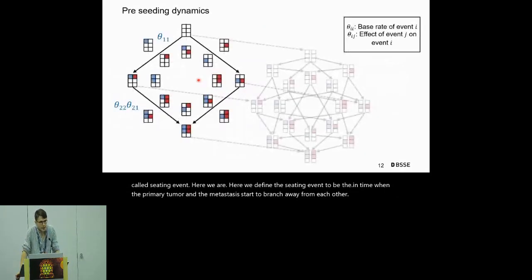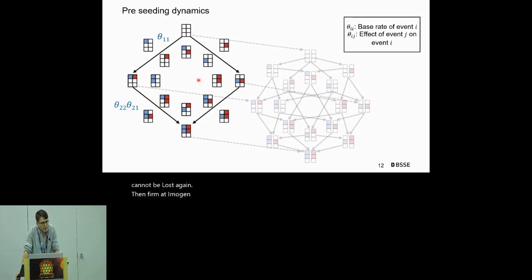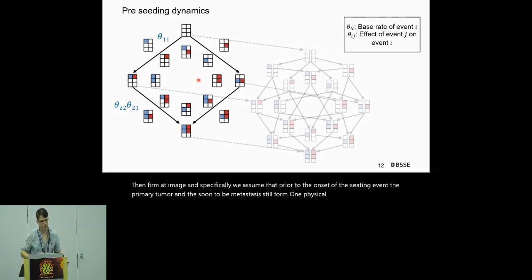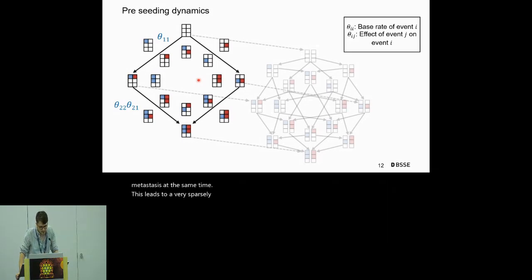This can also be seen in the state space. So some notes about that. We assume that all mutations accumulate one by one and irreversibly, meaning once a mutation has fixated, it cannot be lost again. Then, for MetMHN specifically, we assume that prior to the onset of the seeding event, the primary tumor and the soon-to-be metastasis still form one physical entity, meaning that each mutation that accumulates in the primary tumor has to accumulate in the soon-to-be metastasis at the same time. This leads to a very sparsely connected state space.